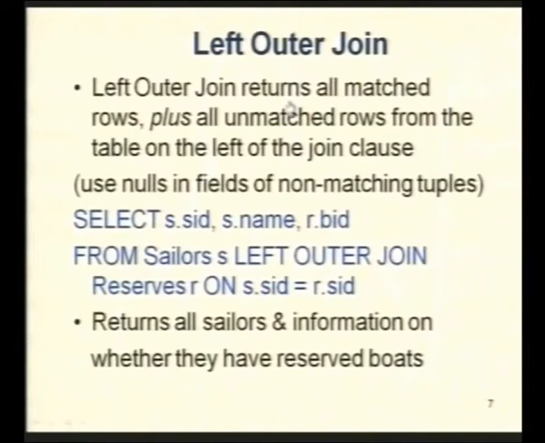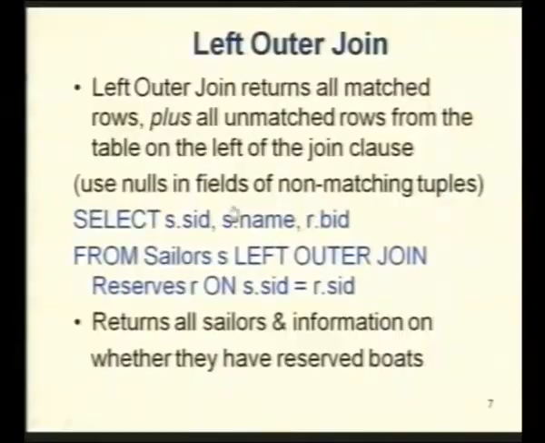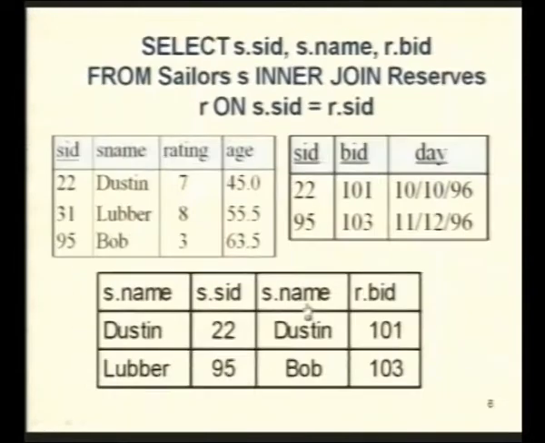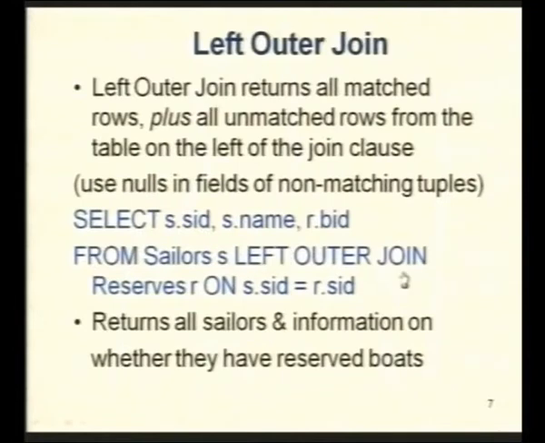Now let us go to the other joins. First let us look at left outer join. Left outer join returns all matched rows as it did for inner join, plus all unmatched rows from the table on the left of the join clause. So whatever was left unmatched on the left is also included, but obviously it does not have a matching row in the right part of the join clause. Those values are put as null. So we use nulls in fields which have non-matching tuples. So select s dot sid, s dot name, r dot bid. This is the same as this, except that instead of inner join we have got left outer join.